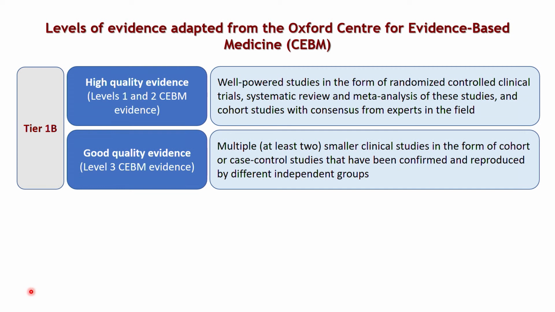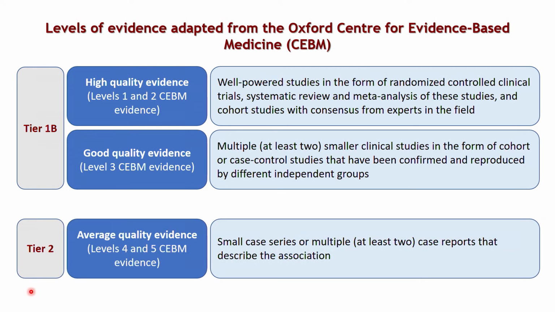So for tier 1B, we require high-quality evidence or good quality evidence. High-quality evidence would be defined as well-powered studies in the form of randomized controlled clinical trials, systemic reviews, meta-analyses, or large cohort studies with consensus between experts. And good quality evidence would be defined as multiple, at least 2 smaller clinical studies in form of cohort and case control studies. And there should be reproducibility and confirmation by at least 2 independent groups.